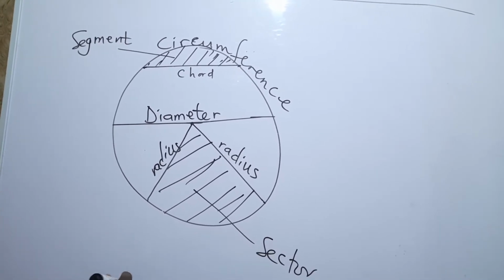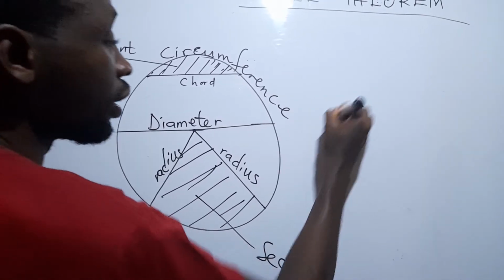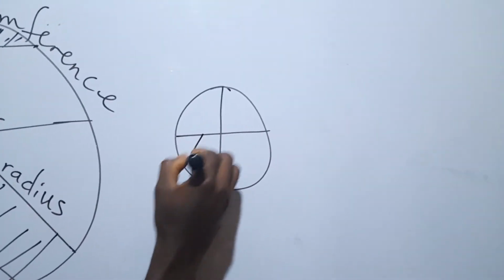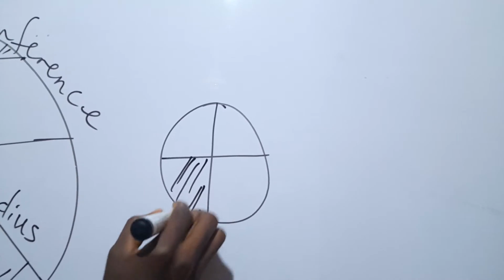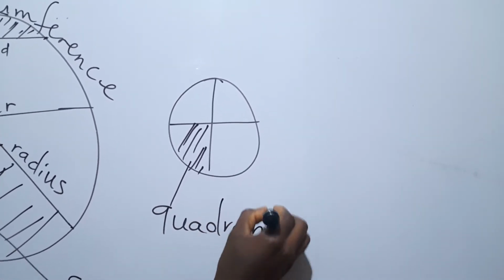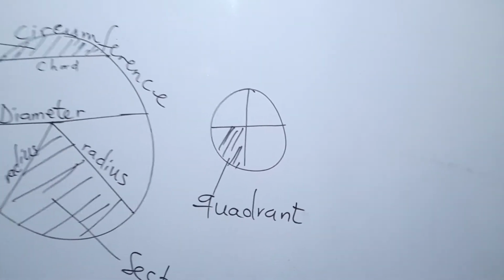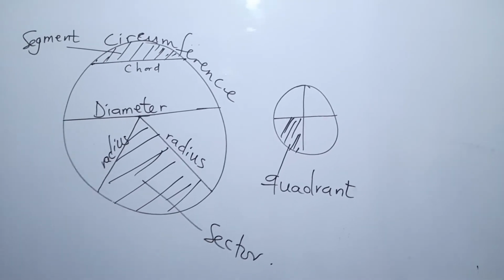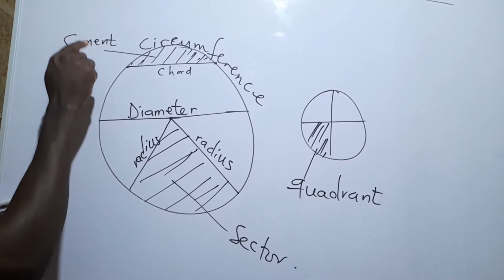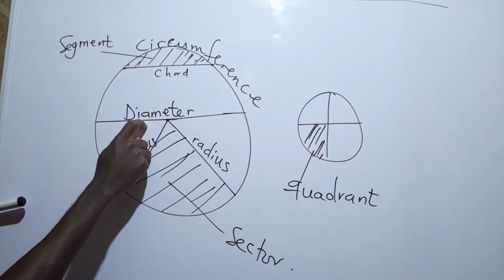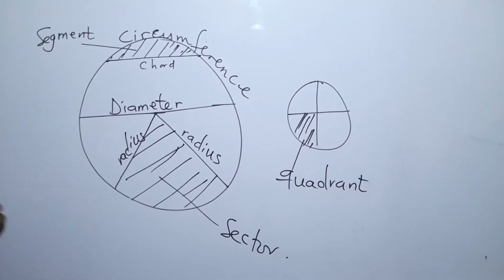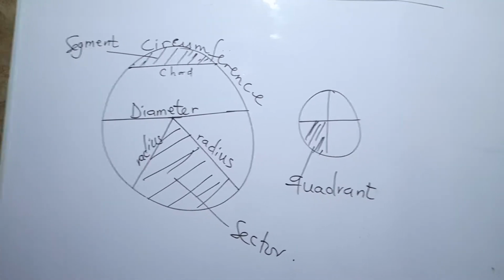Very, very necessary. One more. If I have a circle like this and the circle is divided into 4 equal parts, each part there is called quadrant. Please, these are basic parts of a circle that we must take notice of. We'll be using these very often: segment, chord, diameter. We are going to use them very, very often in our understanding of circle theory. So take a very good notice of it.